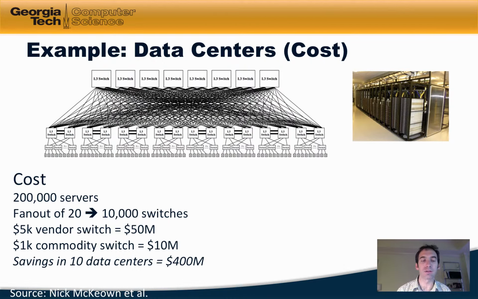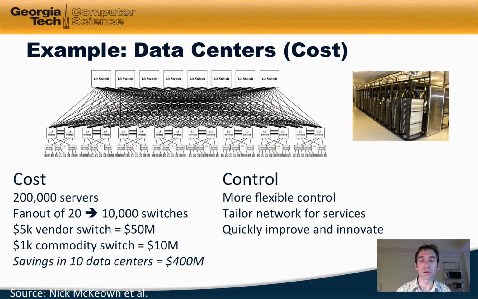If, on the other hand, we could deploy commodity switches based on merchant silicon that cost only about $1,000, now we're talking about a switch deployment cost of about $10 million. So if we're talking about a large service provider that has 10 data centers, maybe a Google or a Yahoo or a Facebook, now we're talking about a savings of $400 million, which presumably you could use then to hire engineers to develop control systems for controlling those commodity switches.